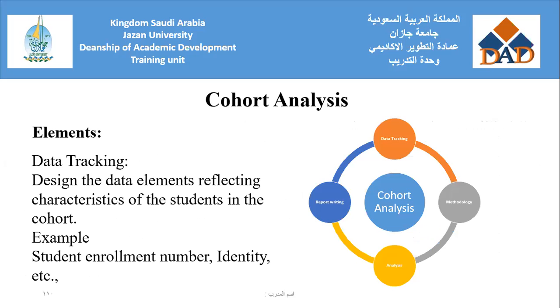What are the basic elements of cohort analysis? The basic elements are, first, data tracking, meaning where we have to get the data from and what type of information we want to take from the source, for example student enrollment number, identity number, etc.